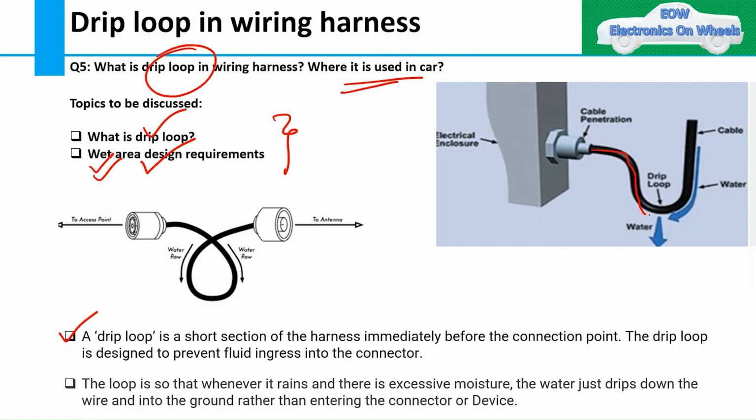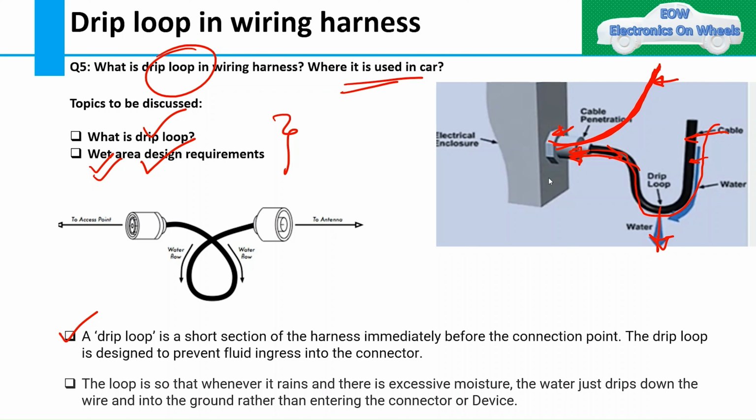Suppose this is the drip loop and your wiring harness is coming like this. If any water comes from here or here, it will go down only, right? It will not go into that particular connector or device. But suppose your wiring harness is routed like this, then what will happen? If any water is coming on this wire, then it will directly go to this particular connection. So you can understand what is the function or what is the purpose of this drip loop.